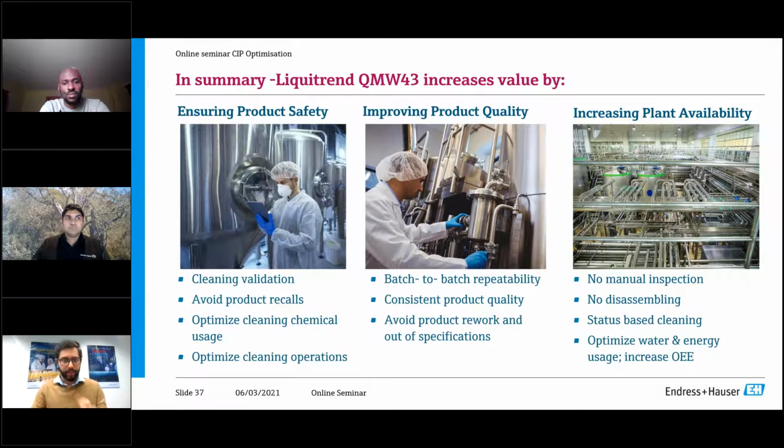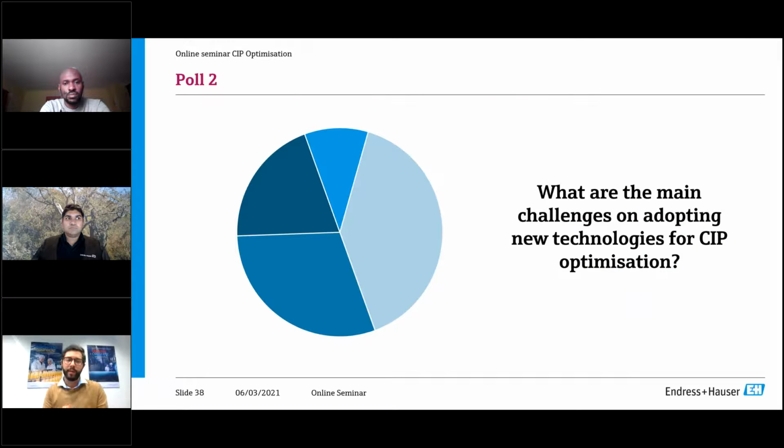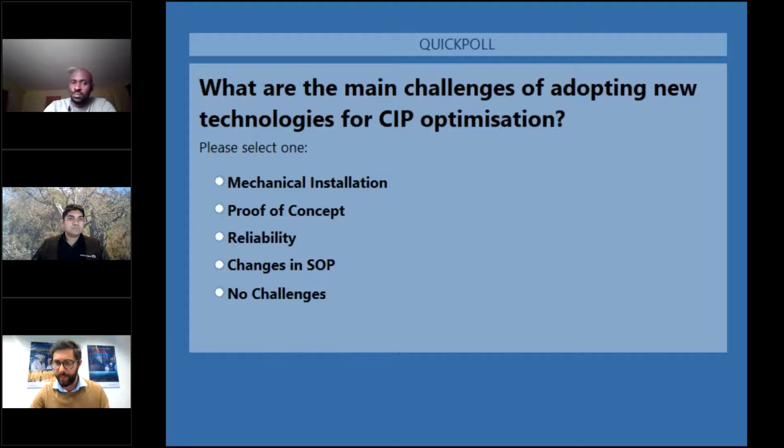Okay, we're getting to the end of the presentation, to the end of our chat. We do have one more poll here that we would be really happy for you to answer. The question now is, what are the main challenges on adopting a new technology for CIP optimization? So I'm going to pop this one for you. It should be live by now.